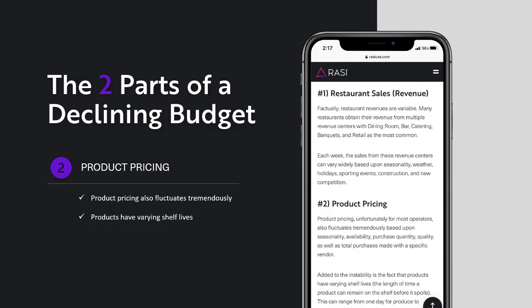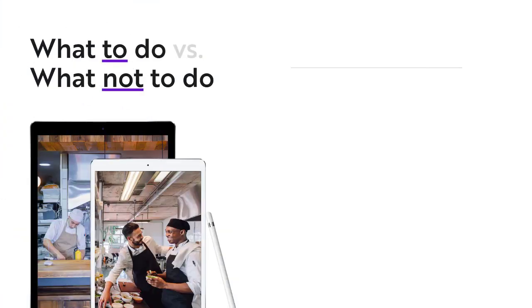Now, it's easy to budget how much you're going to spend and ultimately make when both the revenue you bring in and the product costs are static. But that's simply not the nature of the game. So let's talk about two examples here of what to do versus what not to do. Example number one, we're going to start with what not to do.